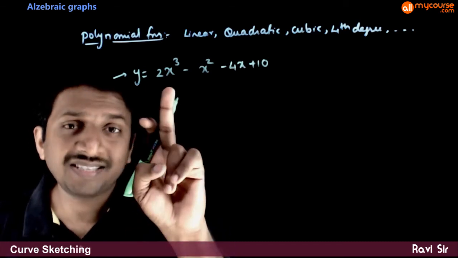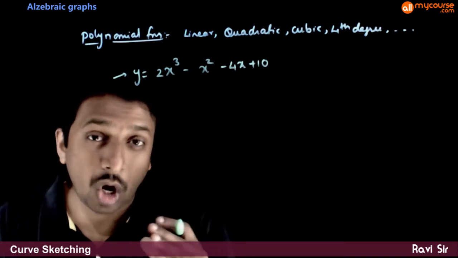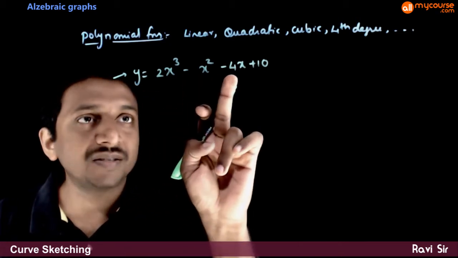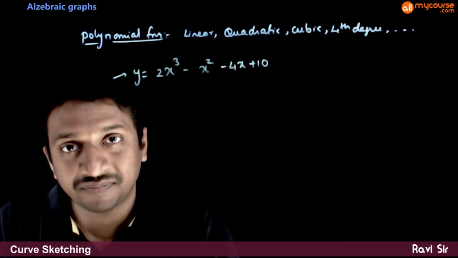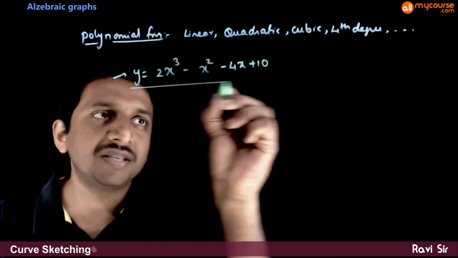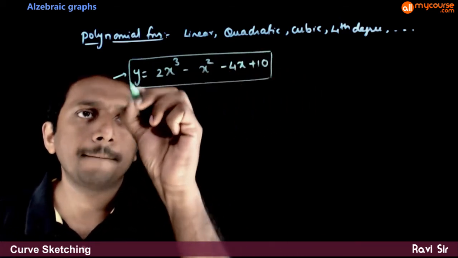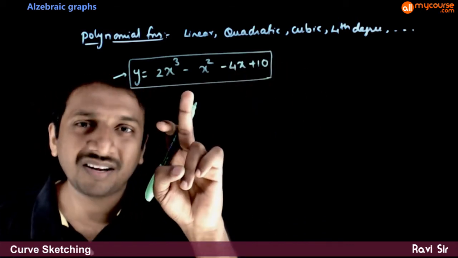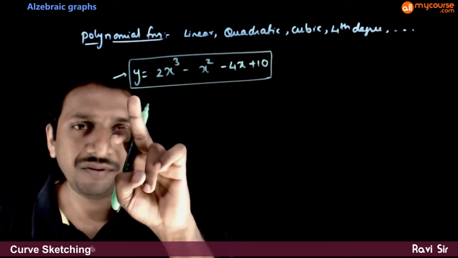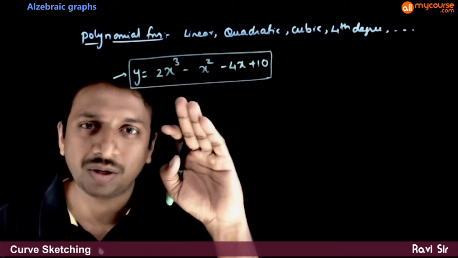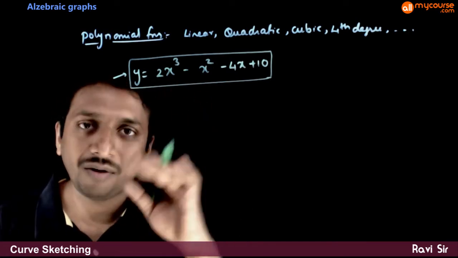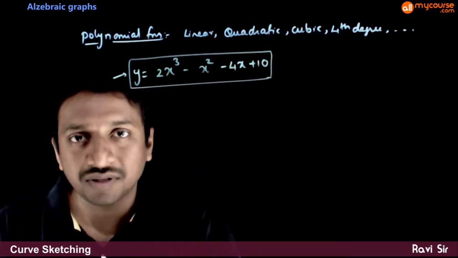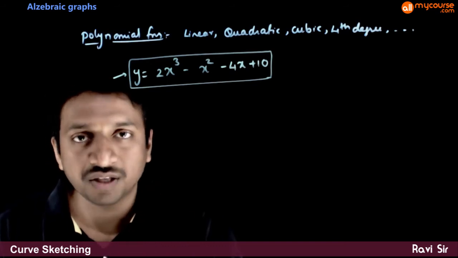Now, let us take an example of a cubic which is not factorized. So, y is equal to 2x cube minus x square minus 4x plus 10. Whenever a cubic is given in this form, obviously you cannot factorize it directly, because if you try x equal to 1, minus 1, 2, minus 2, and so on, none of the values of x work and give y is equal to 0. So you don't have zeros for this polynomial.